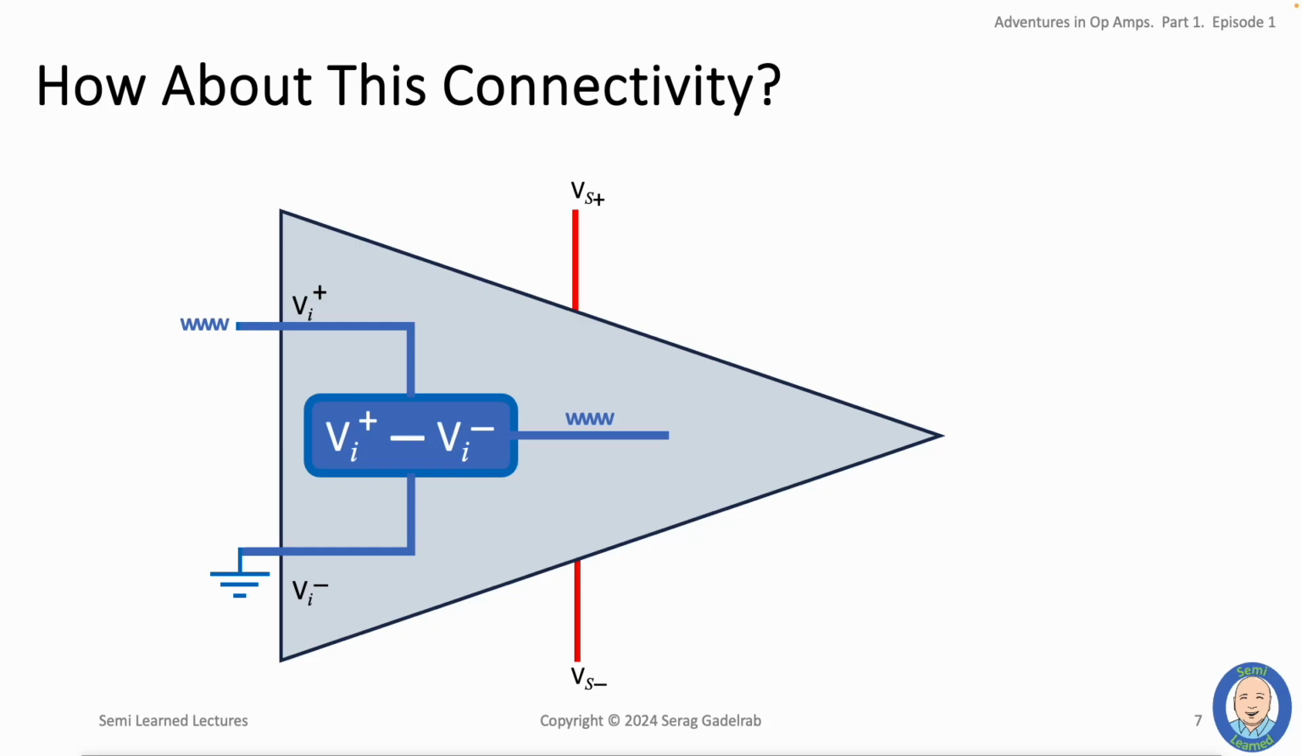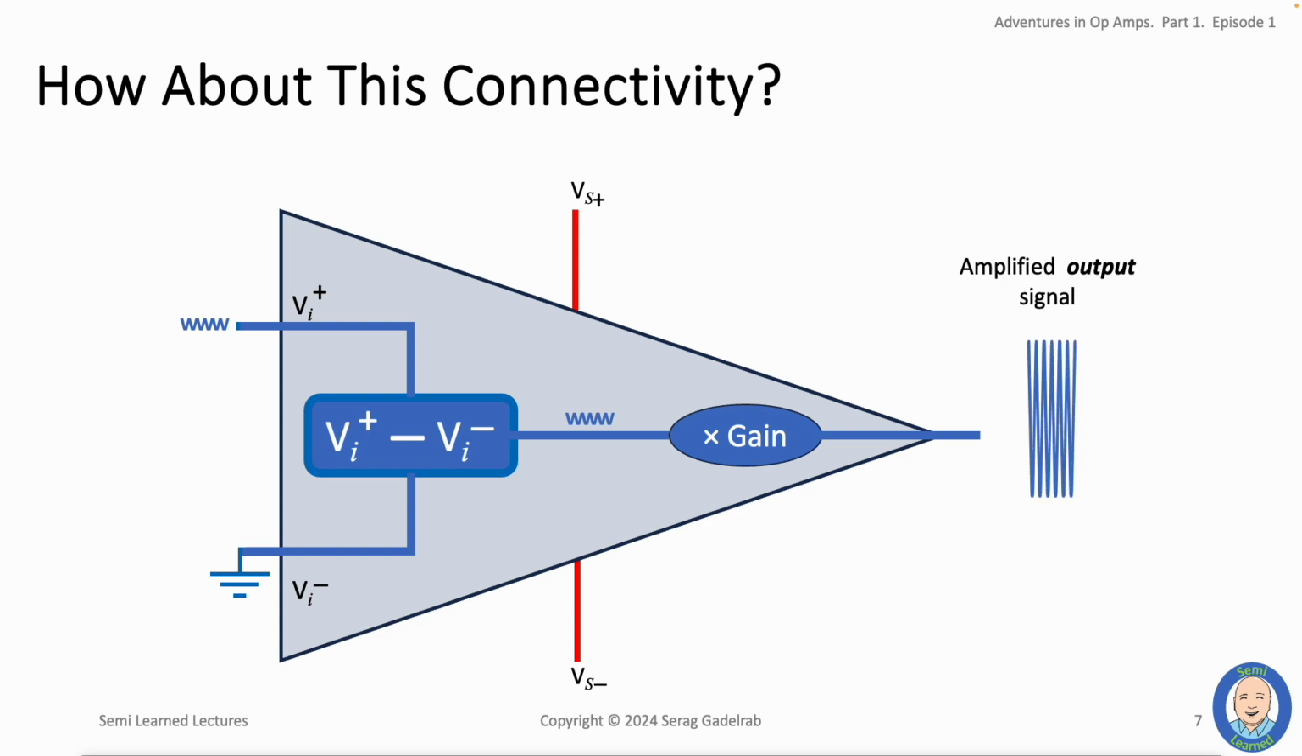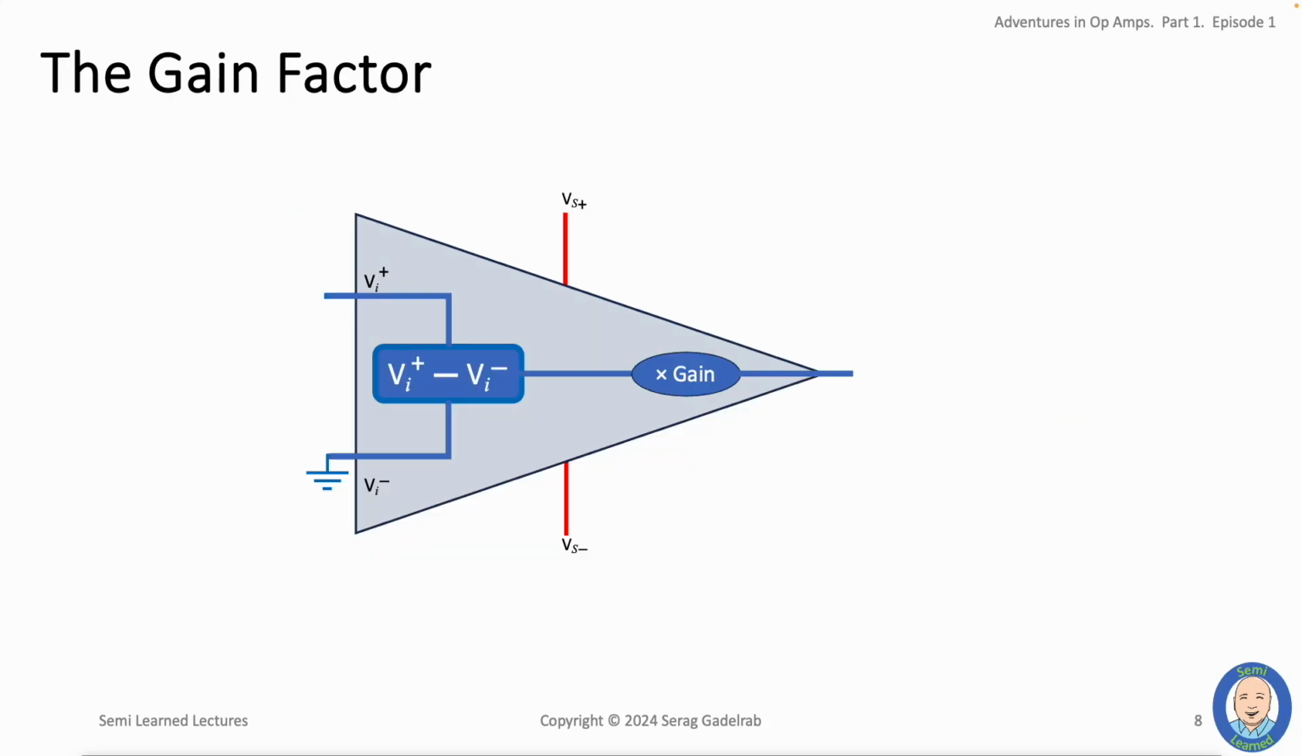Amplification is equivalent to multiplying the signal after the subtraction by a gain factor to produce the resulting output signal. Okay, this seems like a plausible approach to using the op-amp as an amplifier for an input signal. But when we look at the usual values for the gain factor, we soon find a problem that would upset this plausible approach. So what would be a good value for the gain factor of an op-amp?